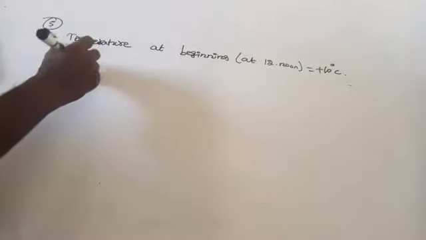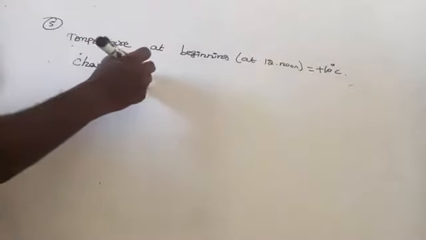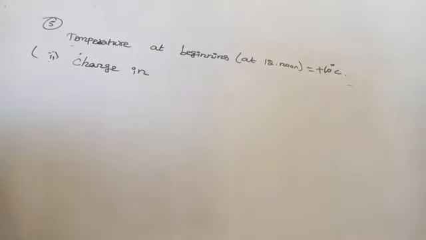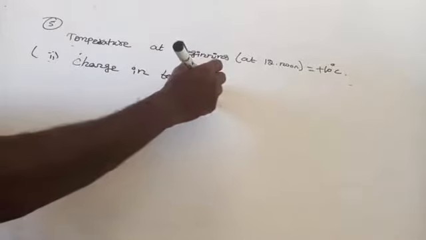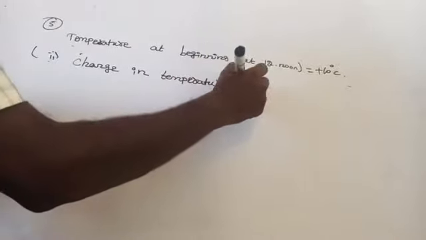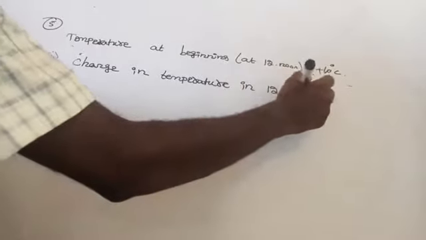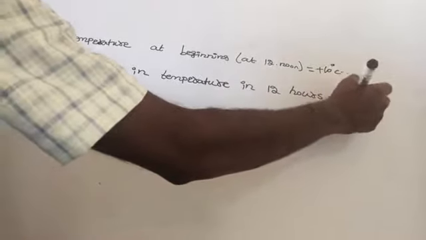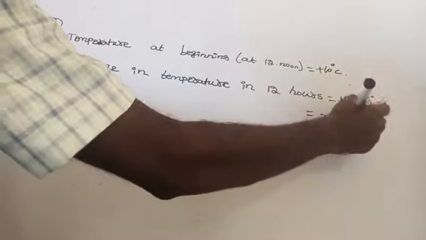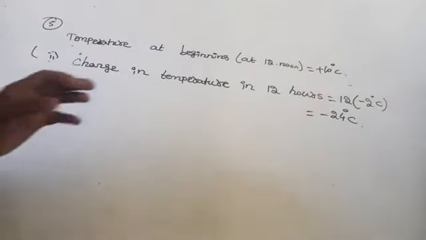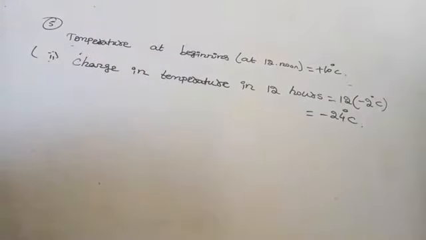So the change in temperature after 12 hours, otherwise in 12 hours, that means it decreased by 12 into minus 2, that is minus 24 degrees Celsius. So at 12 noon, it was 10 degrees Celsius. So therefore, the temperature at midnight, what, dear?